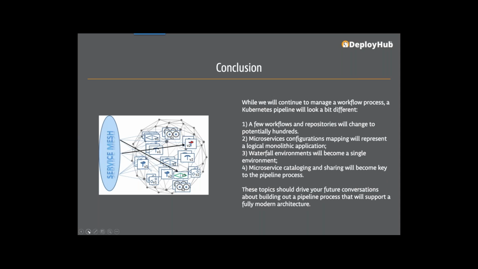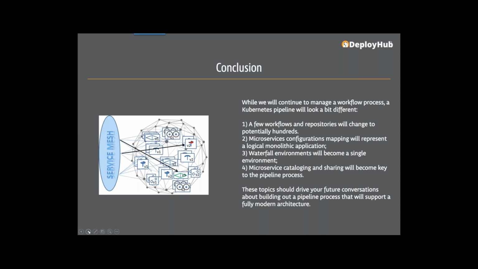So in conclusion, let's just go through those 4 challenges again. We're going to continue to have some sort of a continuous delivery workflow process where you're going to have a CD engine that pushes the workflow to publish a microservice, potentially publish it, then deploy it, run some route to the right user, run test. So that kind of workflow will still exist. It's just going to look very different. First of all, a few workflows and repositories we're going to change to potentially hundreds. You literally could have hundreds of workflows out there.